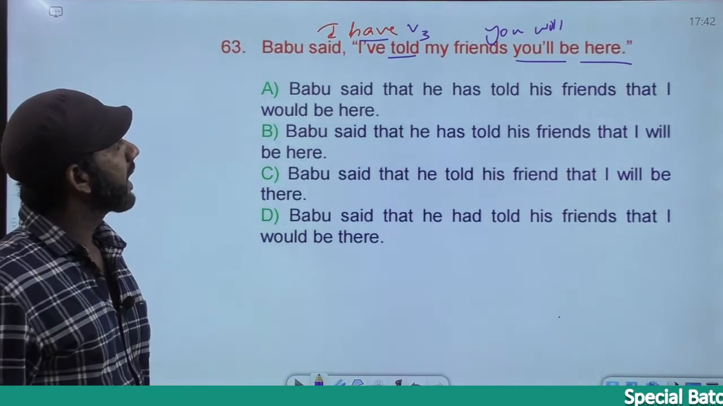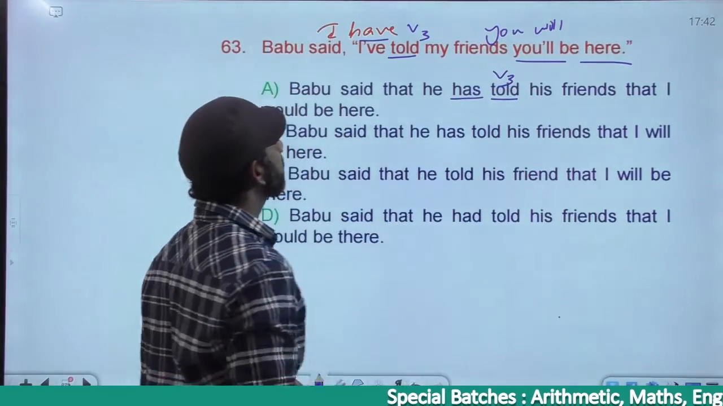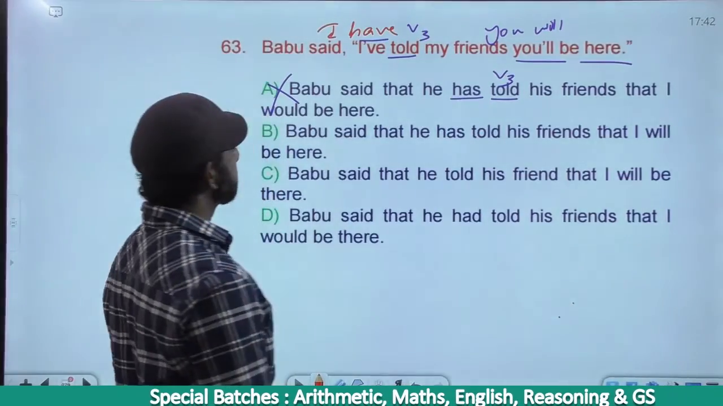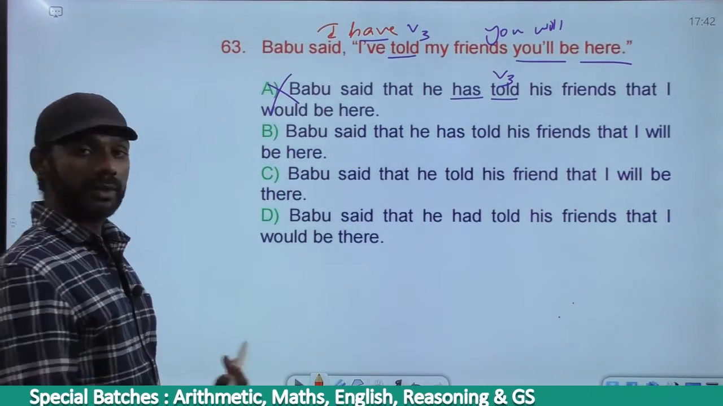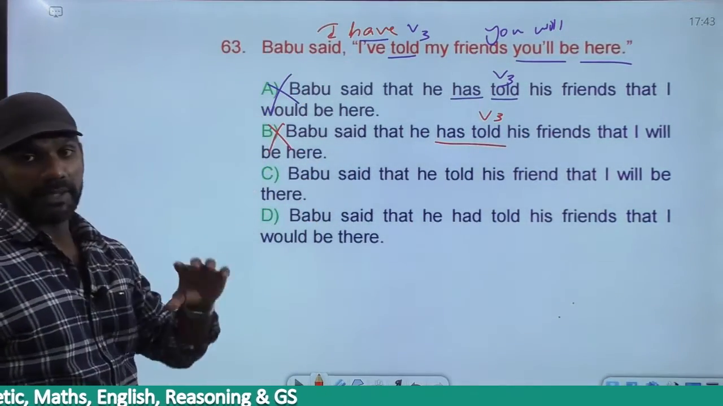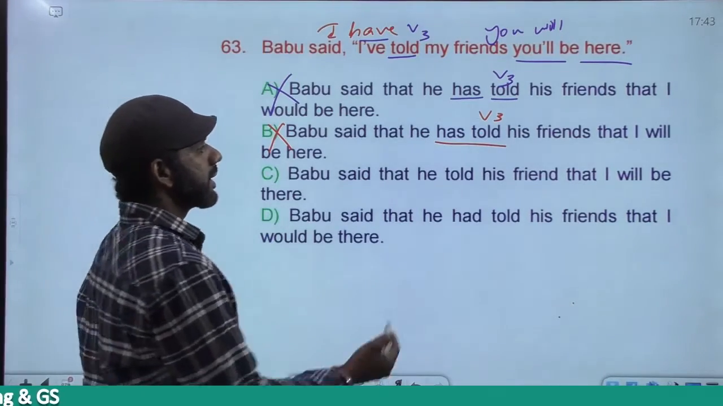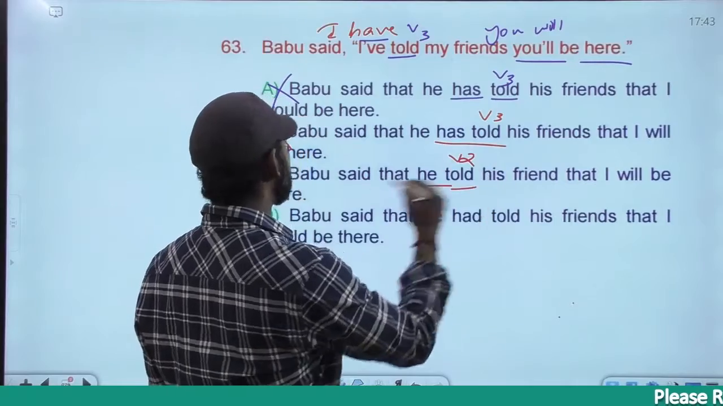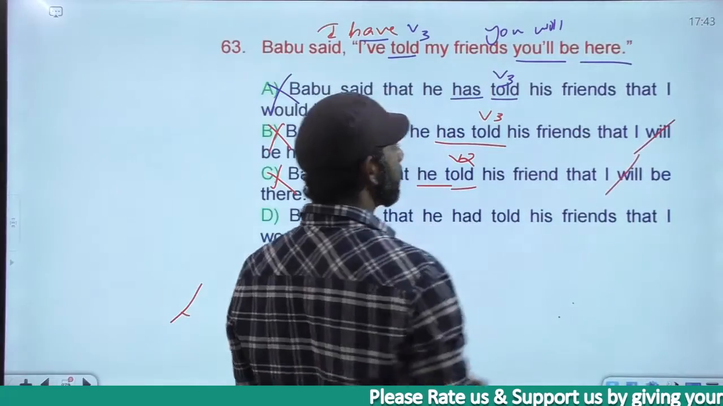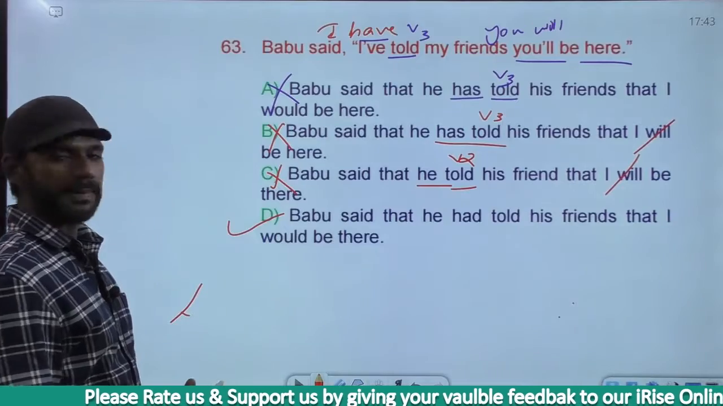Come to option A. Babu said that he has told. Has told is has plus V3, present perfect. We want past perfect. Option A is eliminated. Come to Bombay. Babu said that he has told, same thing. Has plus V3, present perfect, eliminated. Present perfect must become past perfect. Option C. Babu said that he told his friend. He told is subject plus V2, simple past, eliminated. B and C are anyway gone because B and C say will. Will does not appear in the indirect speech. We have only one option left, option D. Come to Delhi.